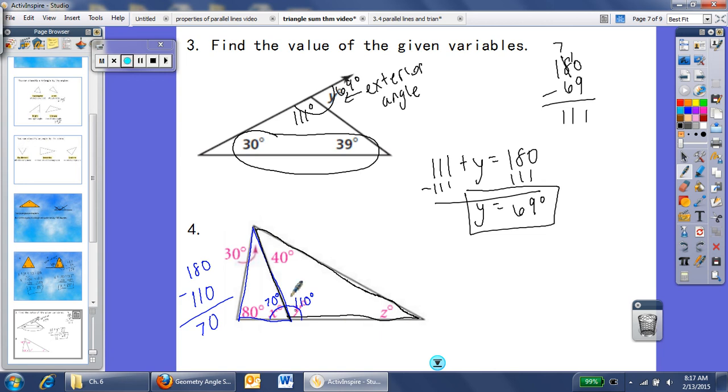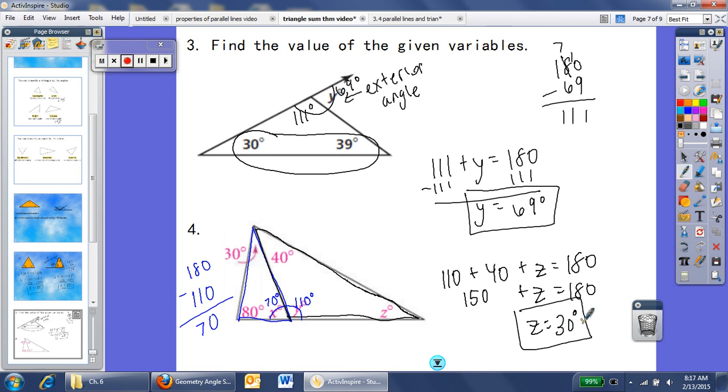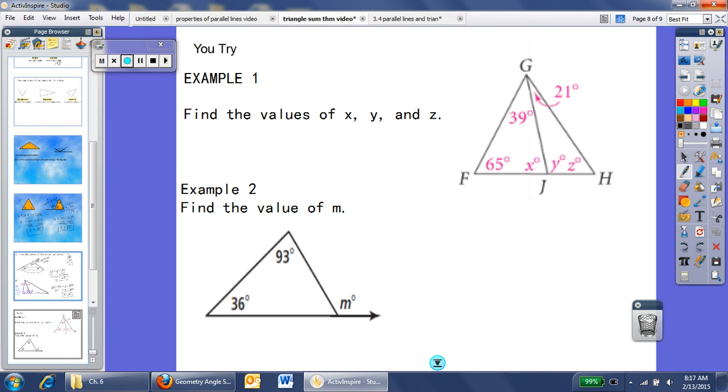I'm just going to use this black triangle here, so I have 110 plus 40 plus Z has to equal 180. So this is 150 plus Z equals 180. Subtracting 150 on both sides, I get Z to be 30 degrees. And always using the fact that a triangle is equal to 180 degrees. You guys go ahead and try these two examples, and I'll see you in class tomorrow.